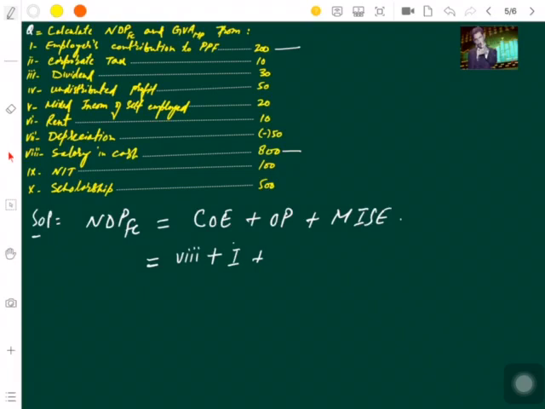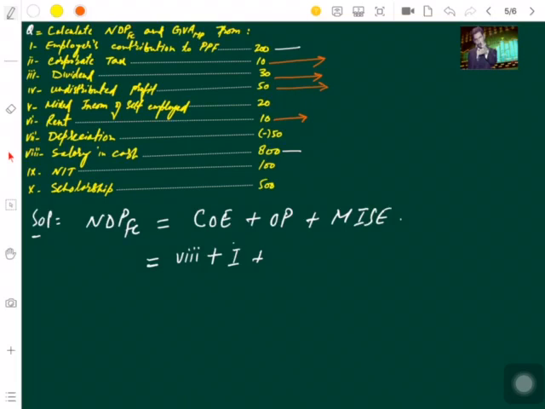Then comes the operating surplus. What are the parts of operating surplus here? Rent is part of operating surplus. Corporate tax is part of operating surplus. Dividend is part of operating surplus. Undistributed profit is also part of operating surplus. These are four things here, so let us take them one by one.